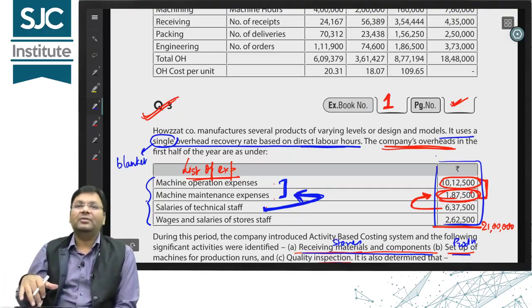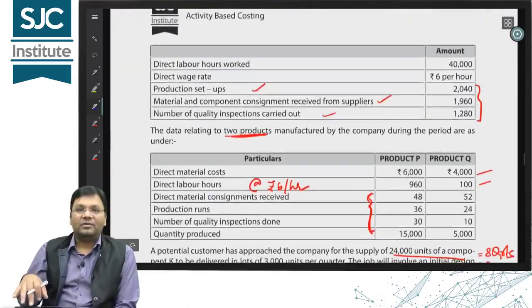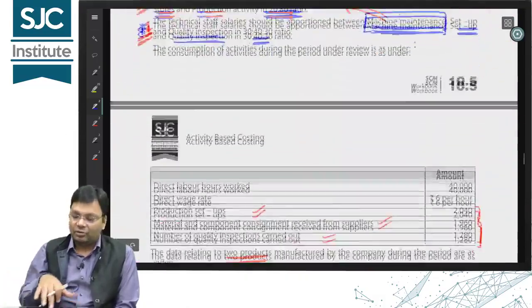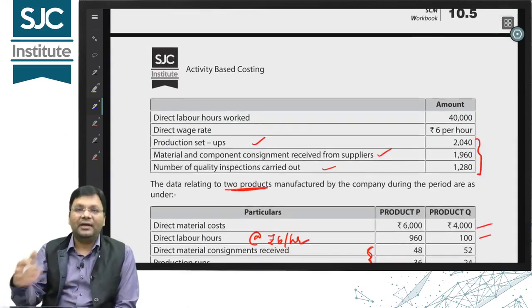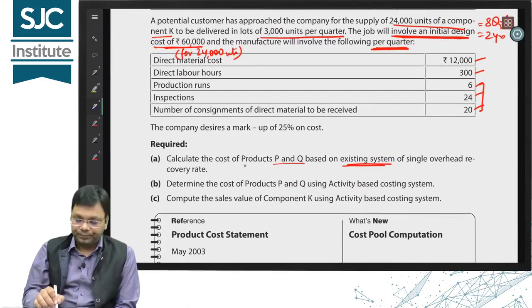So how is the blanket rate calculated? Total overhead by total hours. So you don't need to focus on how many departments there are. Total overhead you already know, which is 21 lakh. Total hours you already know, 40,000. Divide and get the rate. Using that rate you have to find the cost of product P and Q.